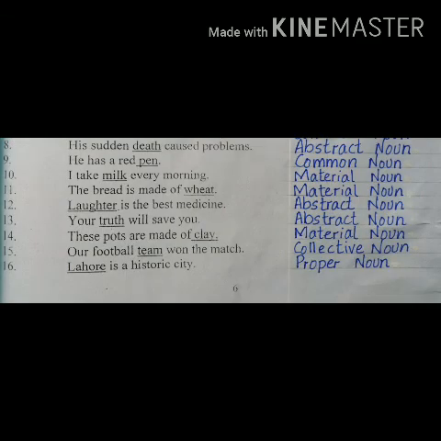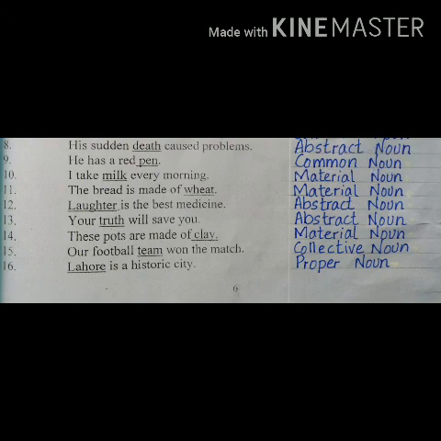Number 8. His sudden death caused problems. The underlined word is death. Death is a state. So it is an abstract noun. Write abstract noun in front of sentence number 8. Number 9. He has a red pen. Pen. The underlined word is pen. Pen is a common noun.